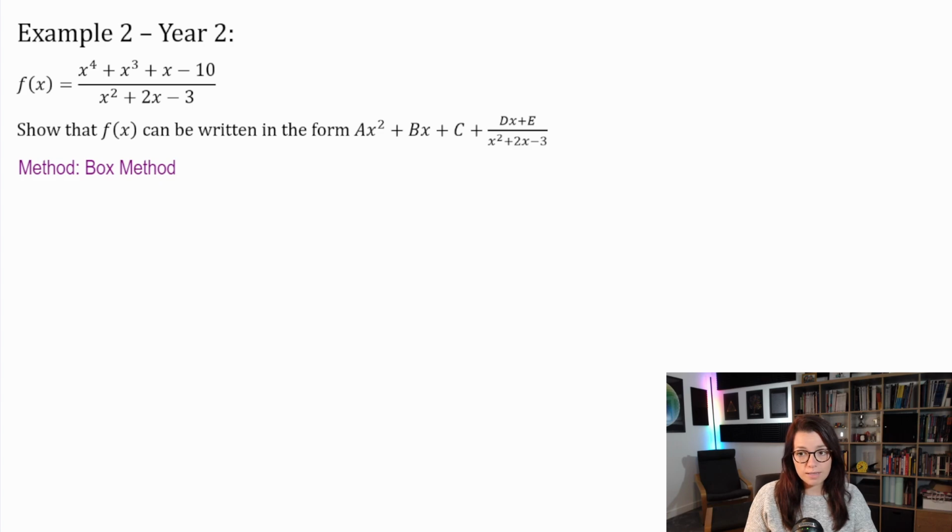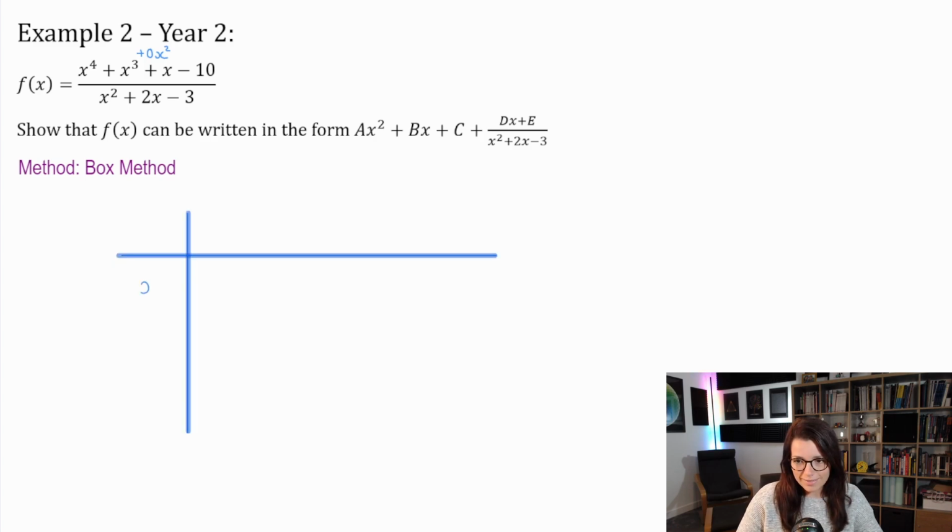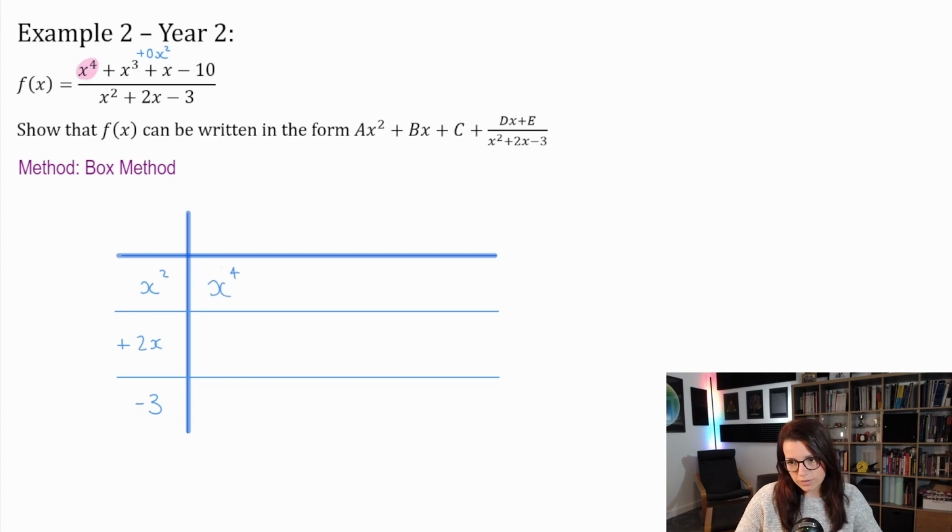So even when using the box method, you're still going to want to add a placeholder for 0x squared. And the same would go for any term that doesn't have a coefficient in front of it. Add a placeholder. And then you set up your box or your grid. This time we're dividing by x squared plus 2x minus 3. So that goes down in a column. And then we start with the first term that we want to divide, in this case, x to the power of 4. And we put that inside the box here.